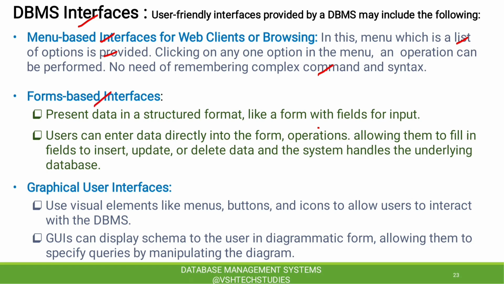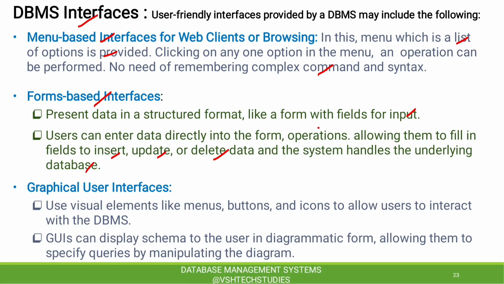The second one is form based interfaces. So form based interfaces present the data in a structured format like a form with fields for input. The user can enter the data directly into the form and do the operations, allowing them to fill in the fields to insert, update, delete data, and the system handles the underlying database.